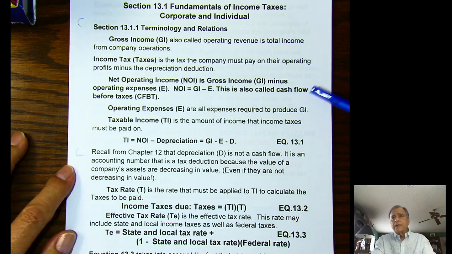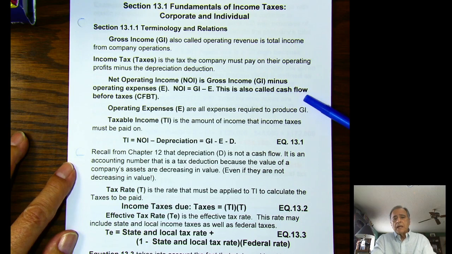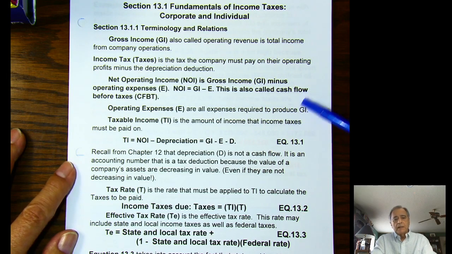Now not every business is a corporation, by the way. There are 3 forms of business ownership. One is an individual who owns a business. Another is a partnership, 2 or more people who own a business. And then finally, there's a corporation, which is a separate entity from the owners, so to speak.